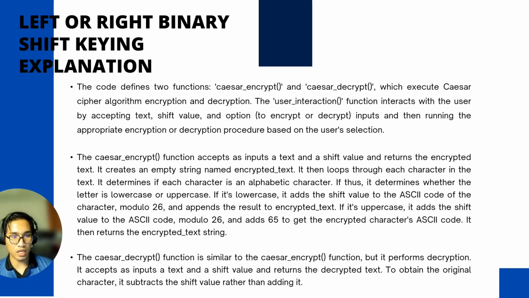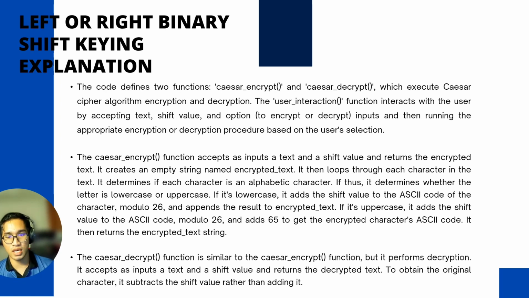So the Caesar encrypt function accepts as input a text and a shift value and returns the encrypted text. It creates an empty string named encrypted text. It then loops through each character in the text. It determines if each character is an alphabetic character. It determines whether it is lowercase or uppercase.